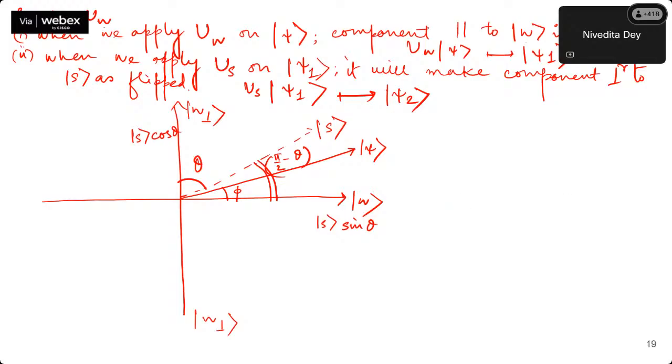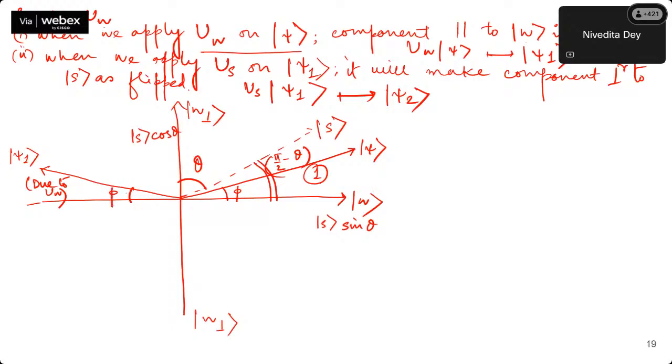Now, firstly, I'm applying UW on psi. UW on psi. Then where I will hit, the component parallel to W will be flipped. So that means it will make some change, like if this is phi, and I'm applying the first operation, which is UW on psi, I will be somewhere like this. This is my psi 1. Okay. So this is due to UW. And if this is phi, of course, this will also be phi.